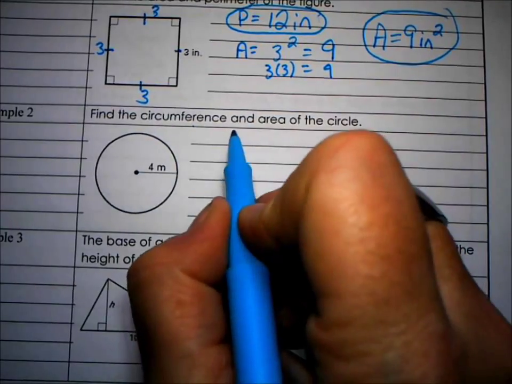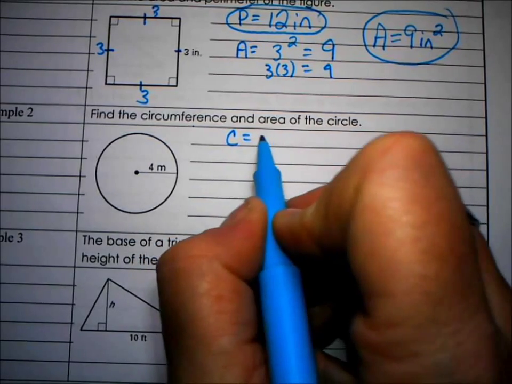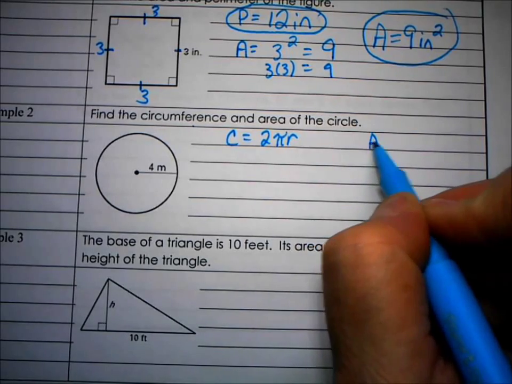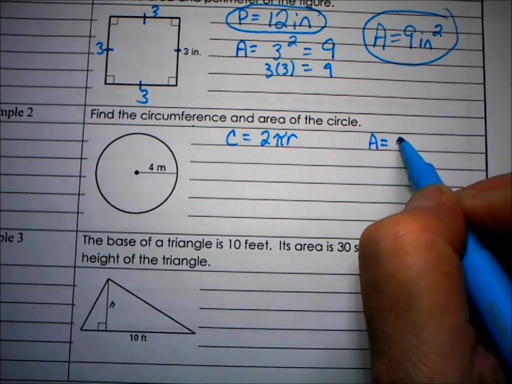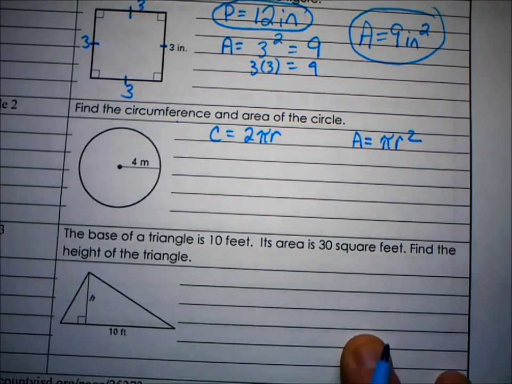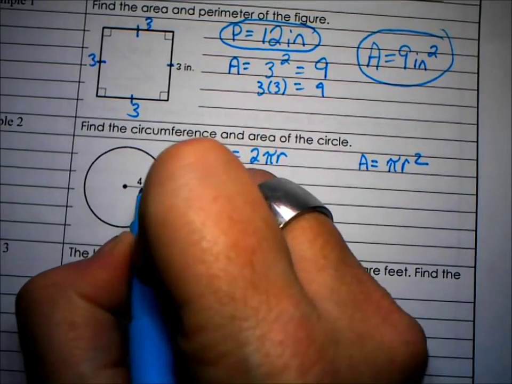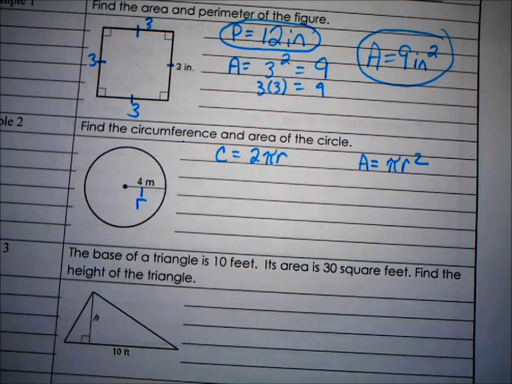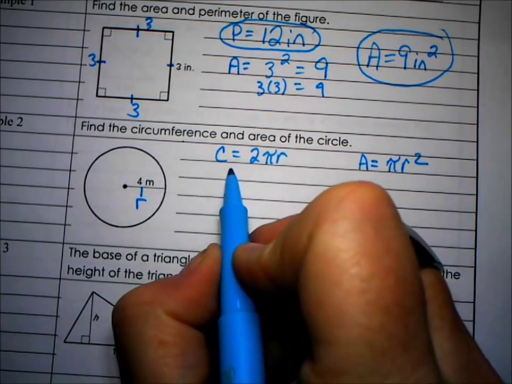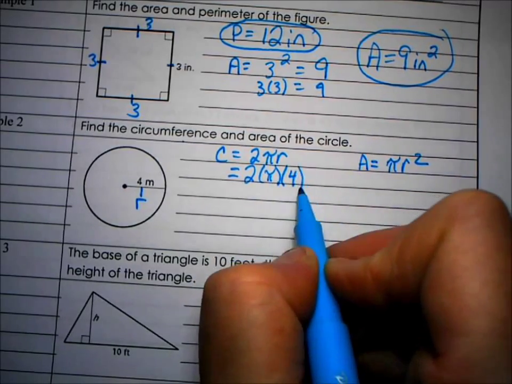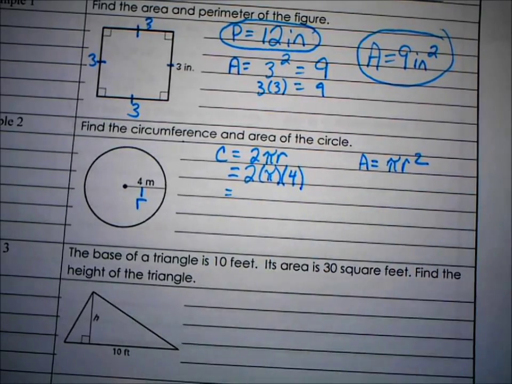If I look at example 2, we're dealing with circumference. Your circumference formula is 2 pi r, and your area formula is pi r squared. They're very, very similar, and you got to be careful you know which one's which. The 4 represents the r in the problem. So when I fill in the circumference, I'm going to do 2 times pi times 4.